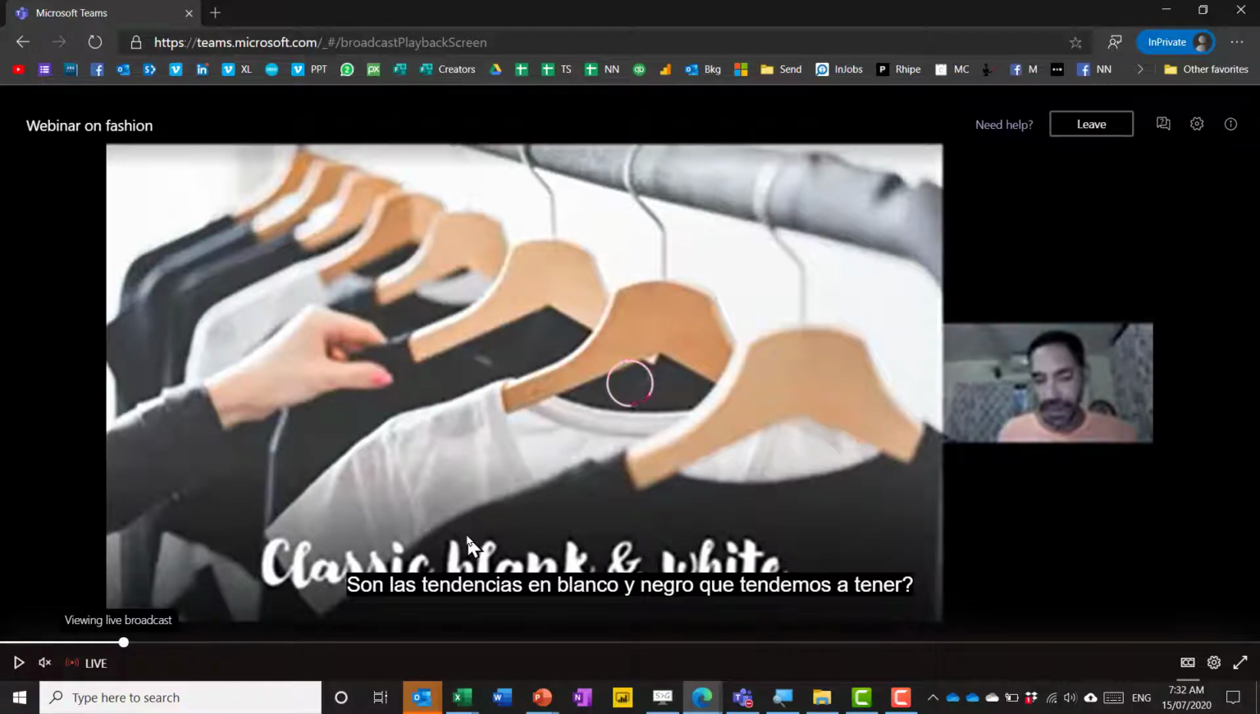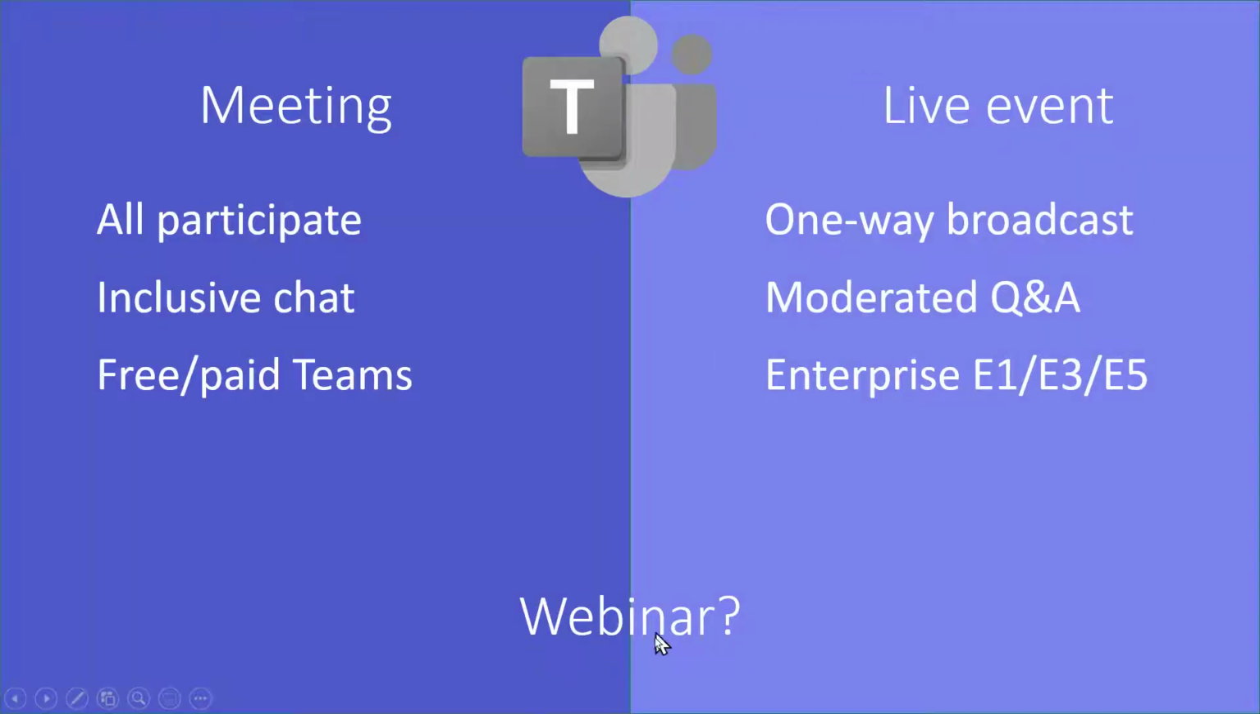the live broadcast. So when you're doing a webinar, you can either do a regular Teams meeting or something called a live event. So how they differ is a meeting tends to be participatory by everyone, whereas a live event is more of a one-way broadcast from the presenters and any panelists. A meeting will have an inclusive chat, whereas the live event only has a moderated Q&A.